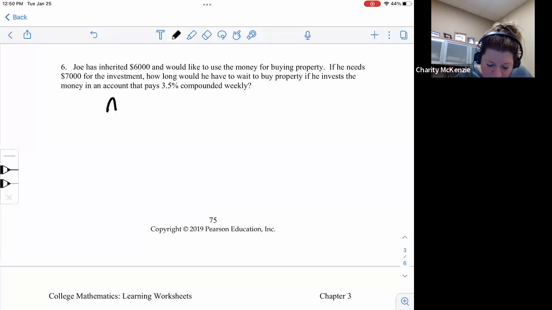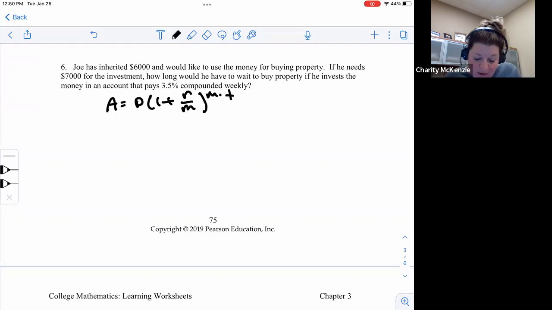Okay. We know A equals P times (1 plus a rate divided by M) to the M times T. So this says Joe inherited $6,000 and he would like to use the money for buying property. If he needs $7,000 for an investment, how long would he have to wait to buy his property if he invests the money in an account that pays 3.3% compounded weekly? So our future is 7,000.